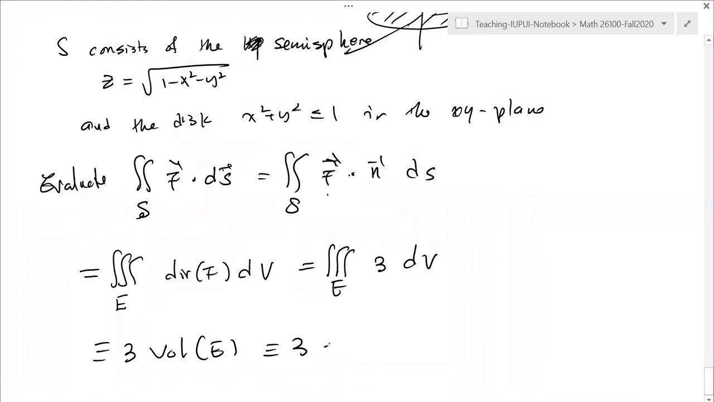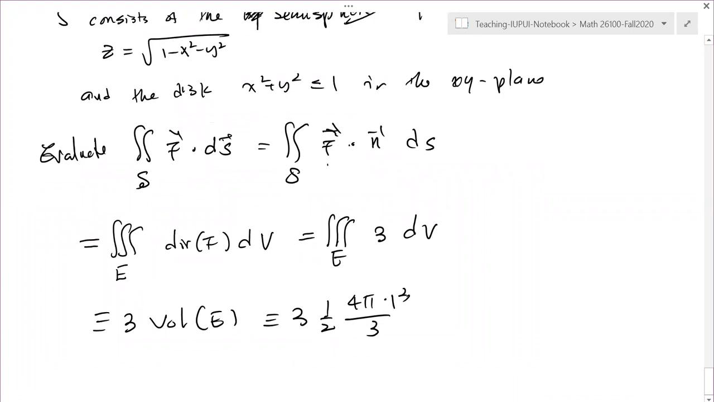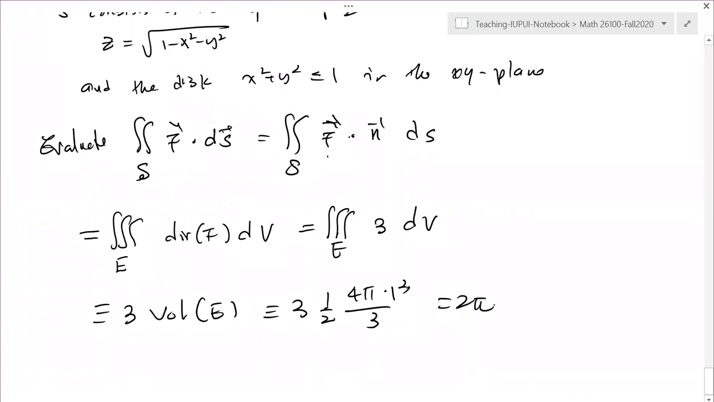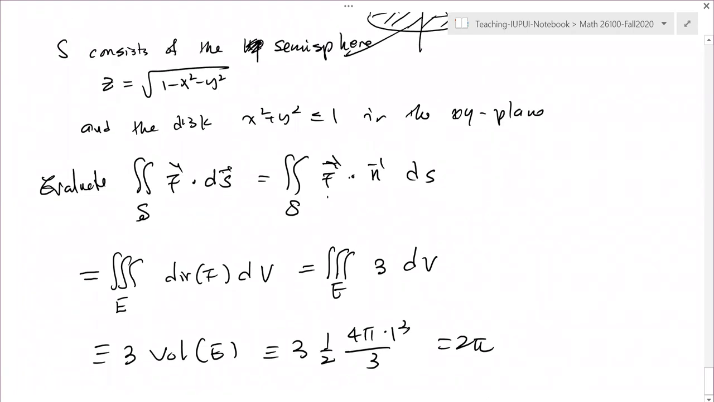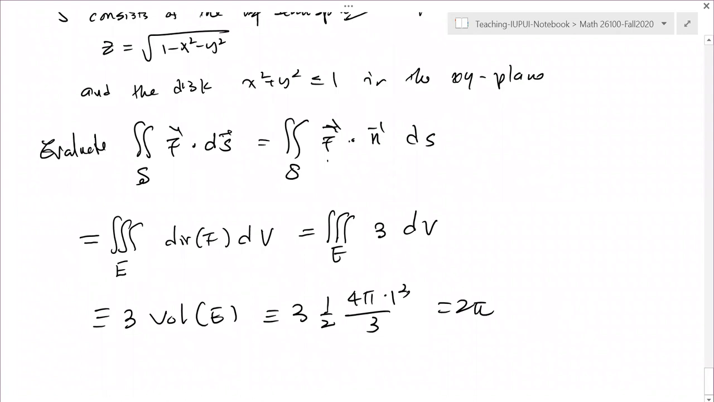We know the volume formula for the whole sphere. For half of the sphere, first of all, this is going to be 1 cubed, divided by 3, and because only half of the sphere, divided by 2. So the answer is just 2 pi. You don't need to do too much computation for this problem. So use the divergence theorem, you can solve the problem very quickly.